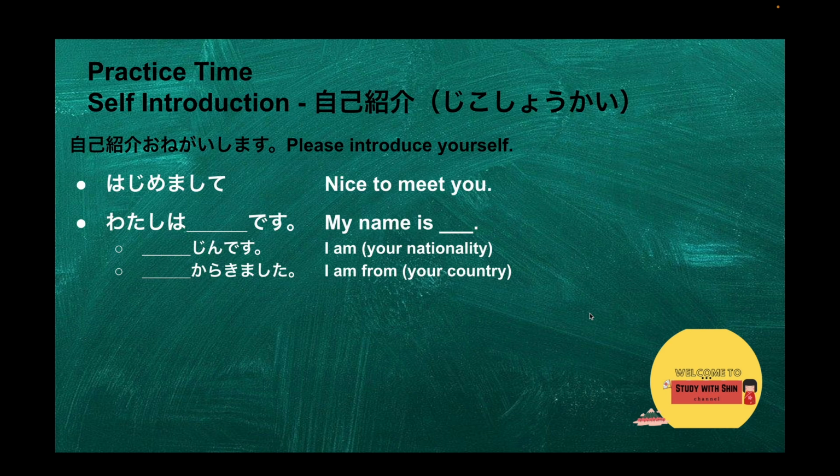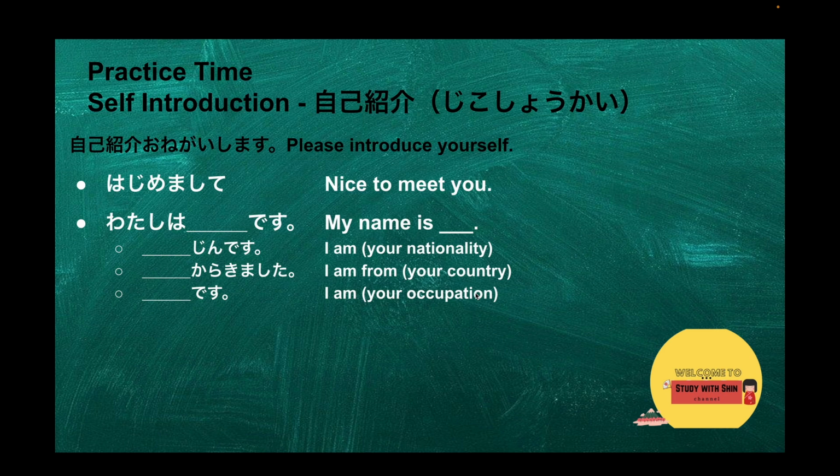And then you can say your country name plus から来ました. から means from. 来ました means I came. So I am from your country. For example, I am from America. アメリカから来ました. And then you can say your occupation plus this.